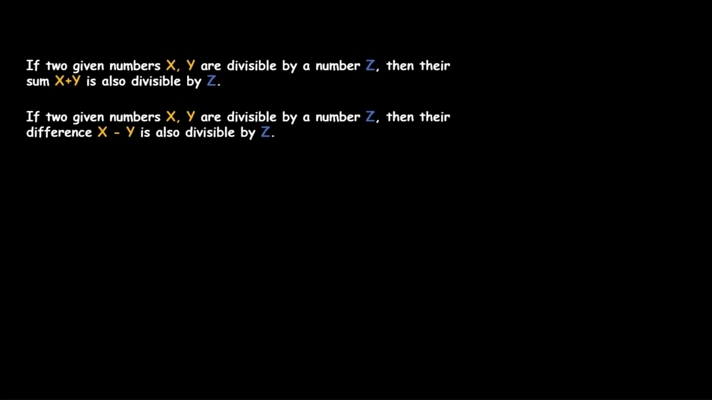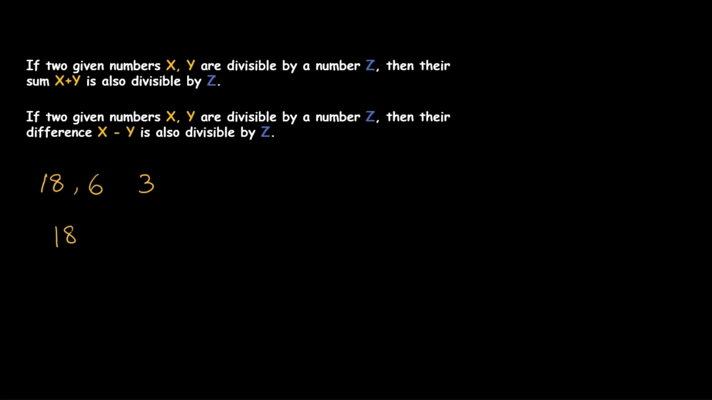Here are the next two rules, which are similar. What they say is that if two given numbers x and y are divisible by another number z, then their sum x plus y as well as the difference x minus y is also divisible by z. So let's pick a few numbers. Let's say 18 and 6. And let's pick a number which can divide both these numbers. Say 3. 3 can divide both 18 as well as 6.